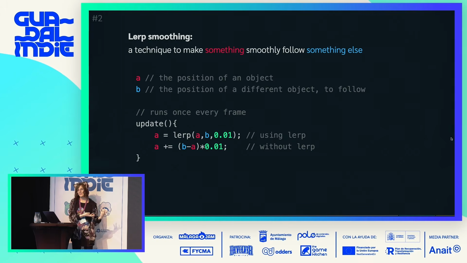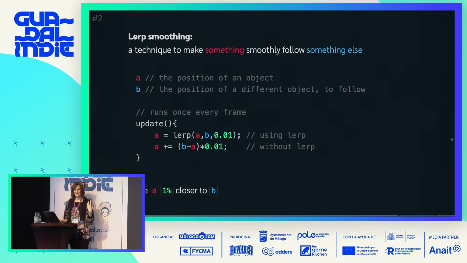You also don't have to use a lerp function. You can just write some math straight up like that as well. So it's a very easy function to implement. It's so easy to remember, and it gives you really beautiful results. And all it really does is, it says move A 1% closer to B. That's it. That's all it does.